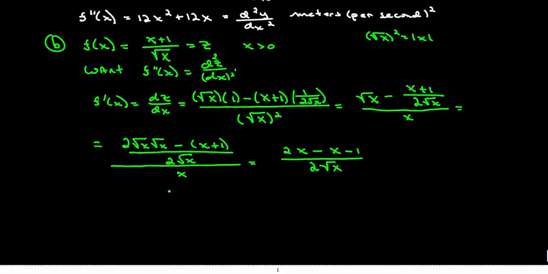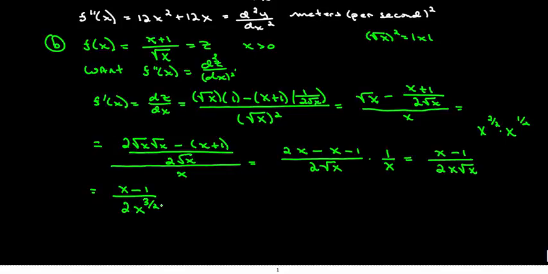Instead of dividing the whole thing by x, I'm just going to multiply by 1 over x, because that's the same thing. And so this reduces to x minus 1 over 2x times the square root of x. And now this is to the 1/2, this is to the 1, so a quick side note, I've got x to the first, which is 2 over 2, times x to the 1/2. I add powers, so this is going to be equal to x minus 1 over 2x to the 3/2. Okay, now that's the first derivative.